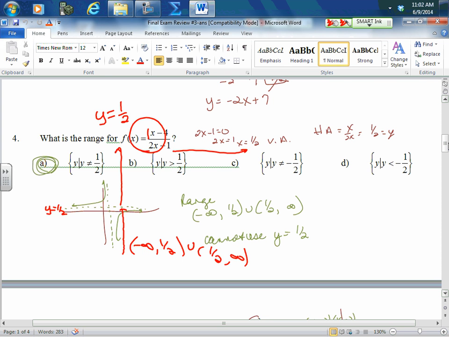The range means you have to find your domain. You have to look at your sketch. Range is always a little trickier. Good?